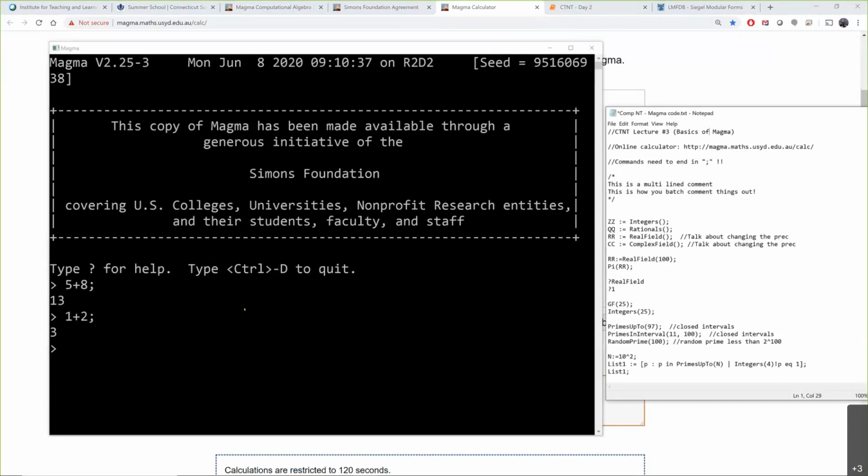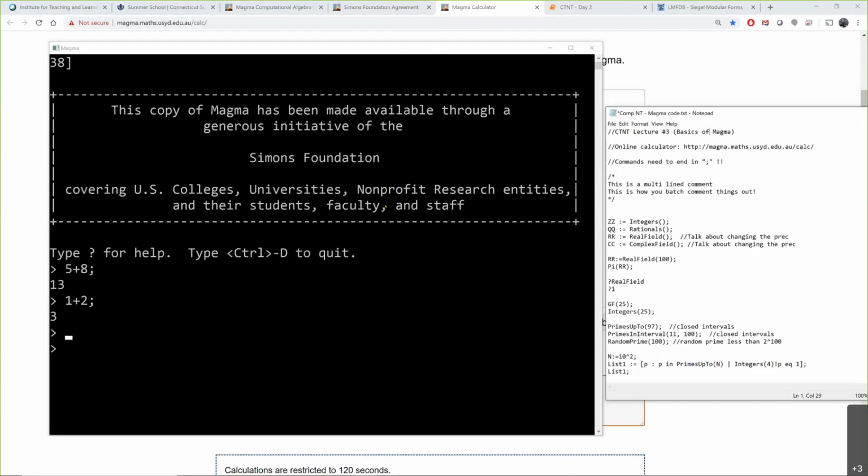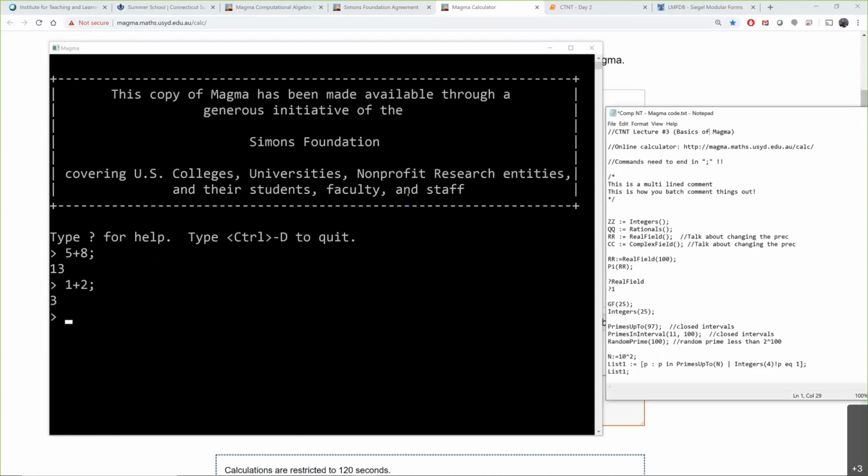So here's Magma that is installed on my computer at home. The name is R2D2, and you can see the name of the computer, R2D2, which has been acknowledged in some of my papers, thanks to R2D2 for the computations that contributed to my paper. And this copy of Magma is thanks to the Simons Foundation.